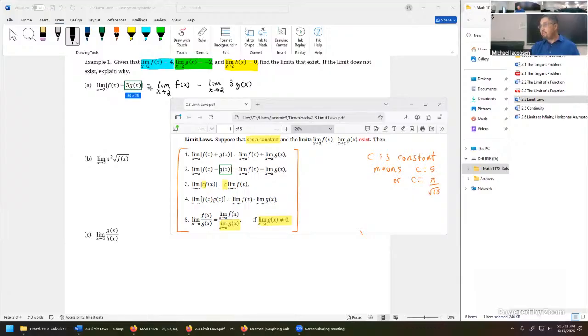We're using -3 times g of x. That is a bona fide function in its own right. So we're allowed to swap where the g of x is down here for a constant multiple, 3 times g of x. So that's our first limit law used. Any questions at the moment?